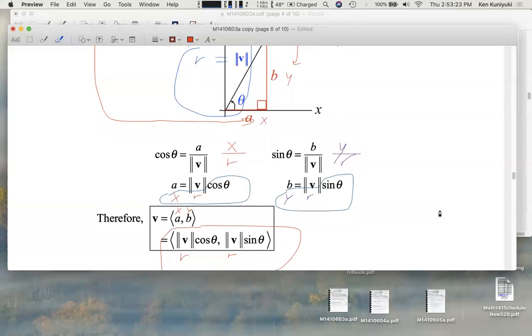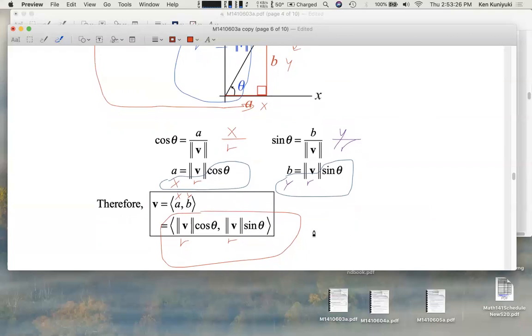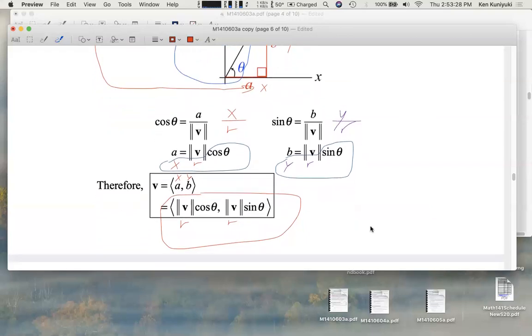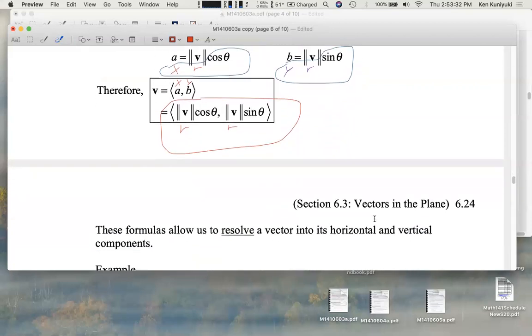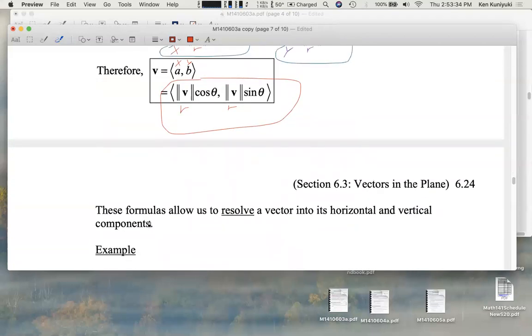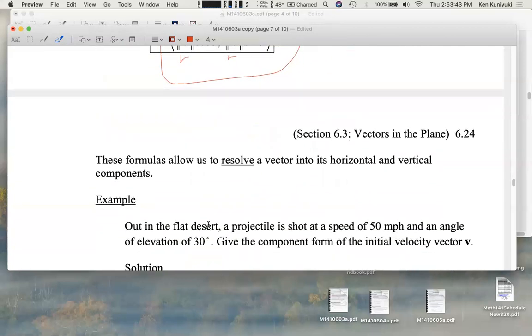So in a way, this is easier. And the quadrants work out in everything. All right. It wasn't like that tangent deal up before. Again, this is literally a resolution. These formulas allow us to resolve a vector into its Cartesian, horizontal, and vertical components. We're resolving a vector. All right.